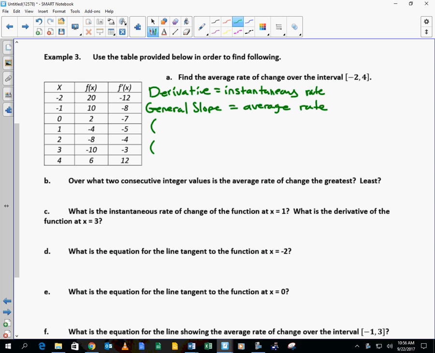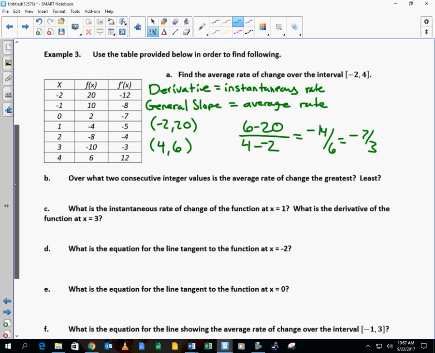It says find the average rate of change over the interval -2 to 4. -2, 20, good. Very good. Okay, so now I'll use my slope formula. 6 minus 20 divided by 4 minus -2. And I get -14 divided by 6, which is -7/3. That is my average rate of change. Okay?